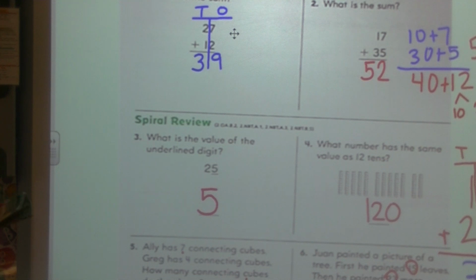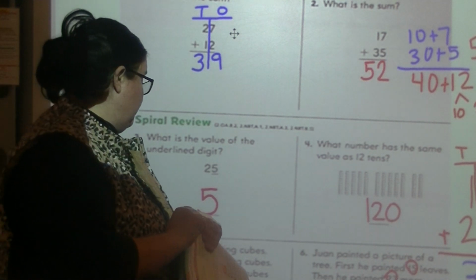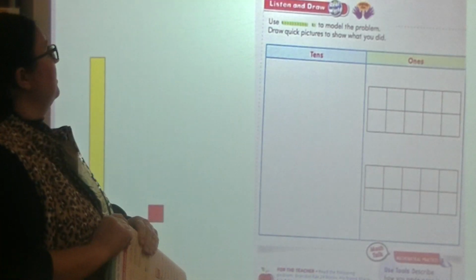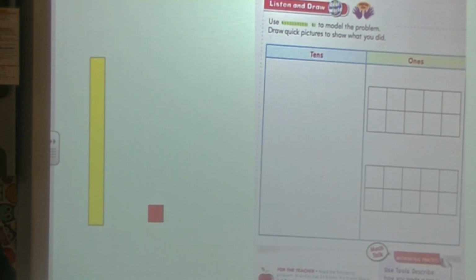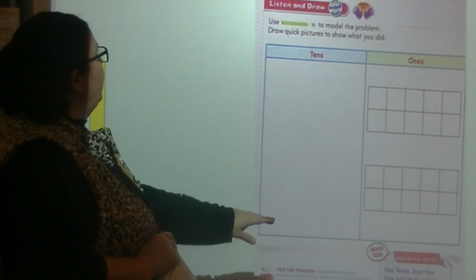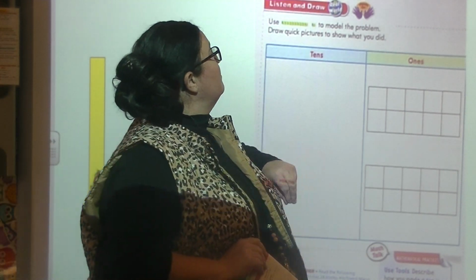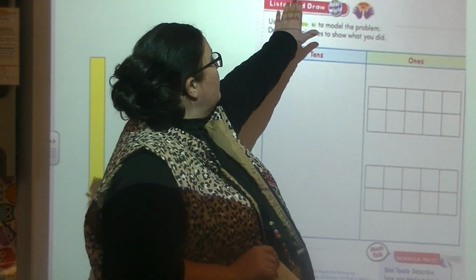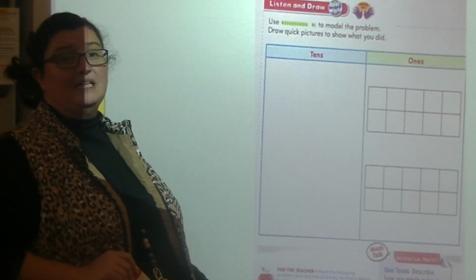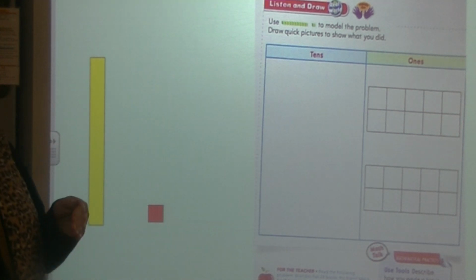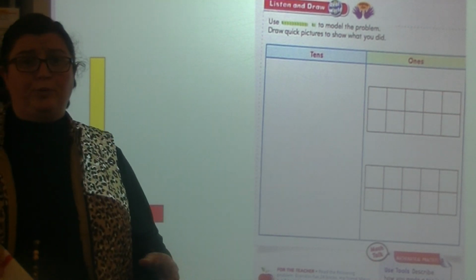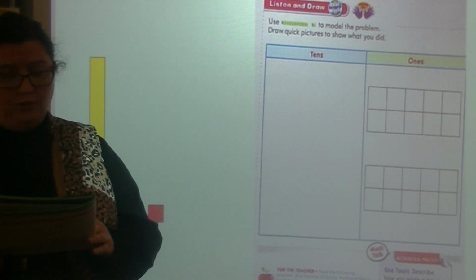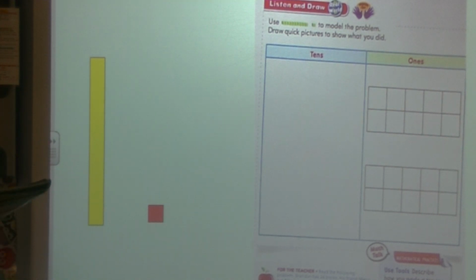All right, guys. When you're ready, you can turn the page. All right, your page should look like mine. Today we're going to model regrouping for addition. So your essential question, when do you regroup in addition? We're going to learn what it means to regroup. So what does it mean to regroup? What is that? And what does it mean?